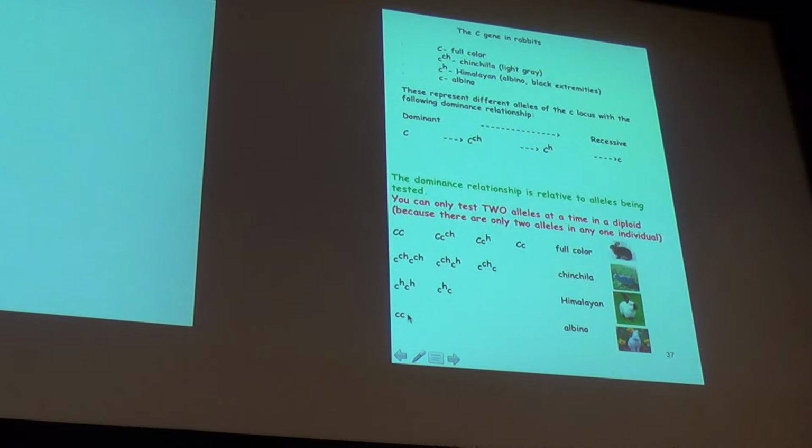And so based on this, you can lay out the relationship. And you can say that the big C is the most dominant allele, followed by chinchilla, followed by Himalayan, followed by albino.